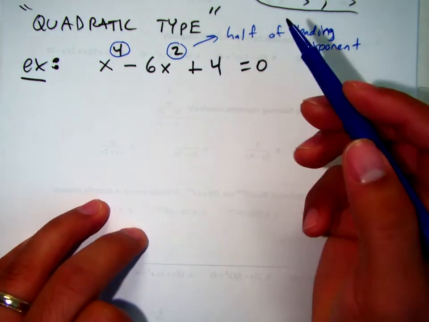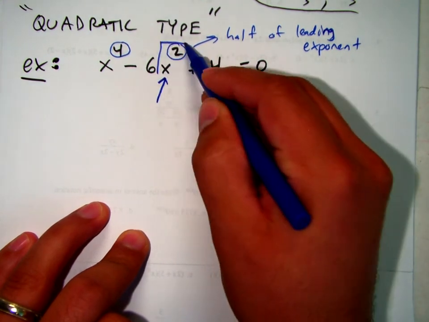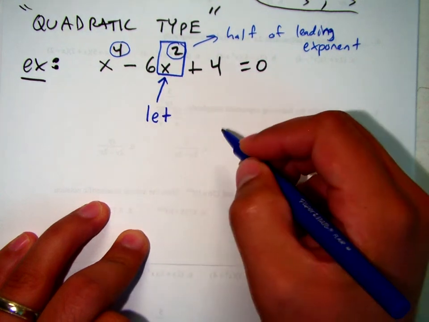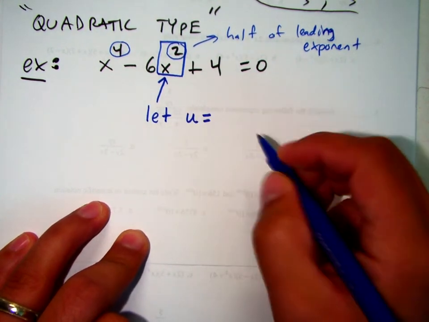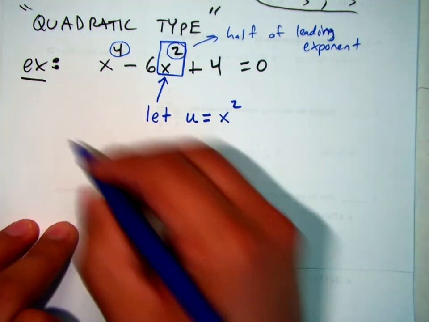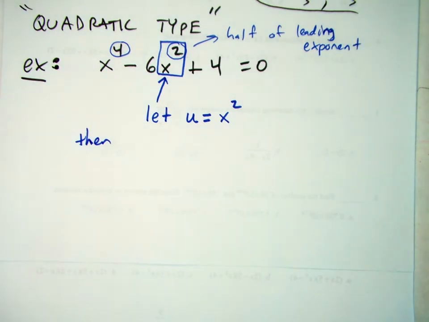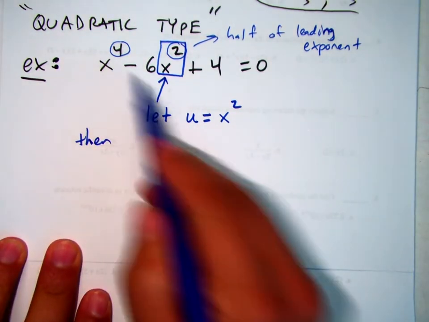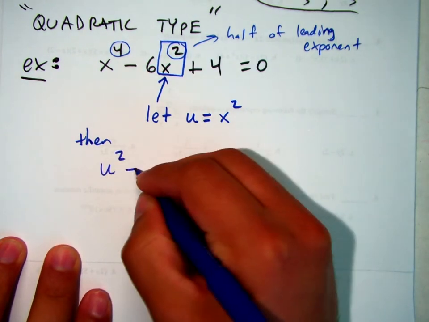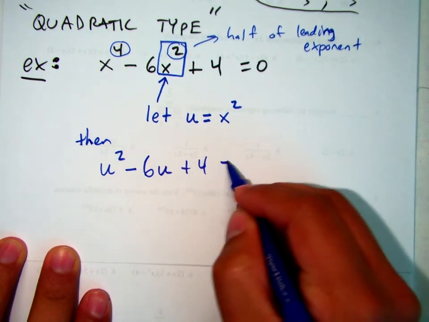Okay? So what we can do is we take whatever this variable is here in the middle. We don't really pay attention to the 6 yet. We create a new variable, let's say u, and we're going to set it equal to x squared. And then we rewrite the equation, and now you're going to see why they're like quadratic equations, because how do I get x to the 4 if u is x squared? U squared. Exactly. U squared minus 6, and then what was x squared? U plus 4 equals 0.